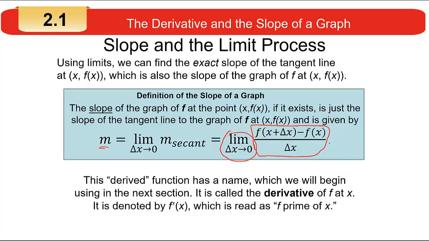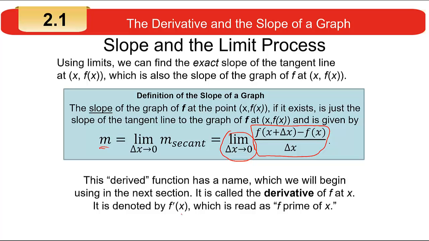You might call this a derived function because we did a lot of work to get the result. And that gives this expression its name, and its name in general is a derivative. So what we're calling the slope of the tangent line has a more general name called the derivative. And you will be using the word derivative the entire semester.